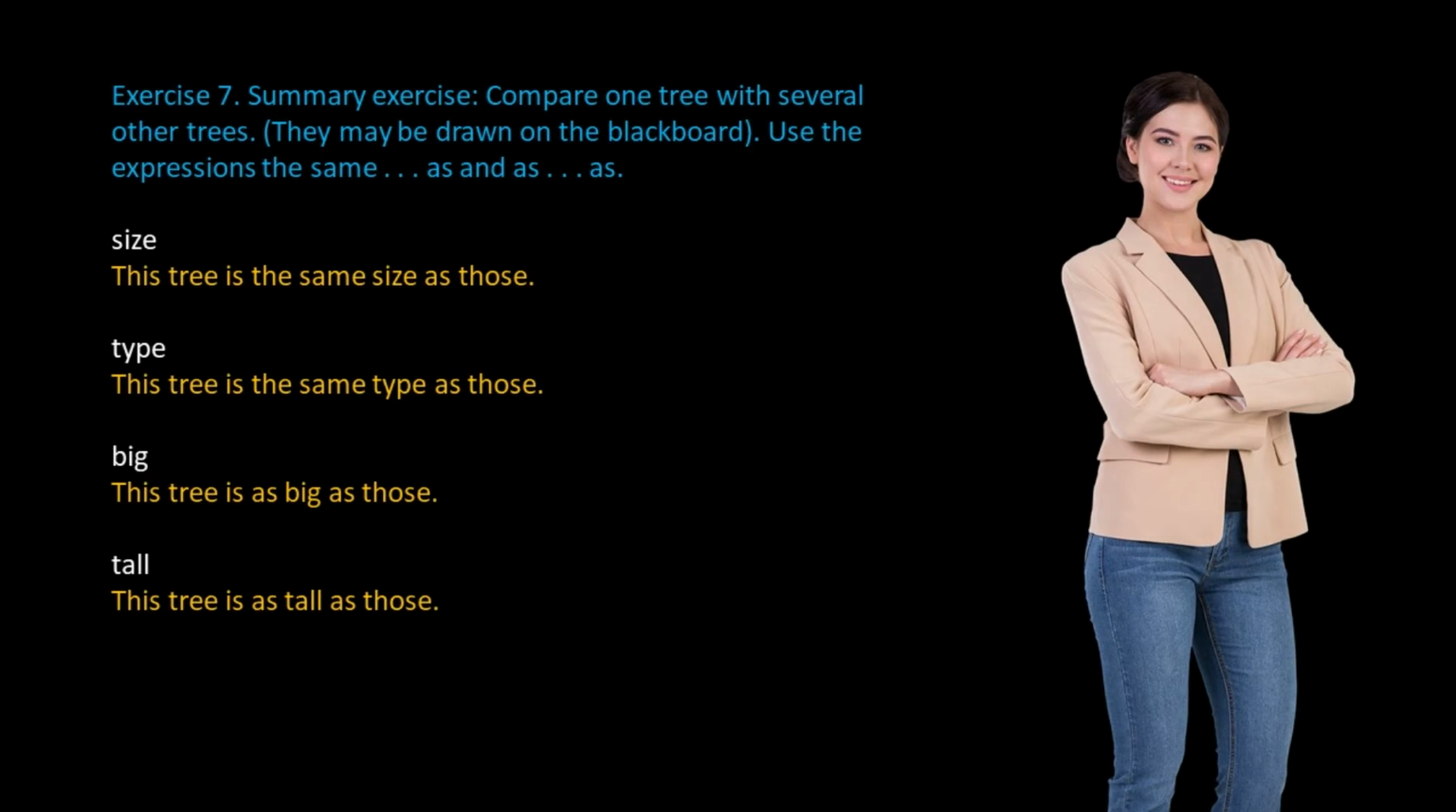Exercise 7. Summary exercise. Compare one tree with several other trees. They may be drawn on the blackboard. Use the expressions the same as and as. Size. This tree is the same size as those. Type. This tree is the same type as those. Big. This tree is as big as those. Tall. This tree is as tall as those. Now, please do the following exercise. You can pause your video while doing your exercise.